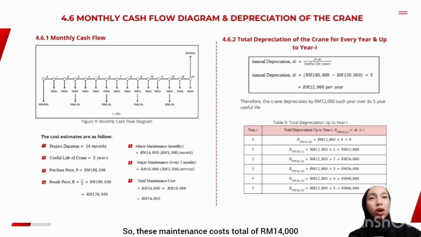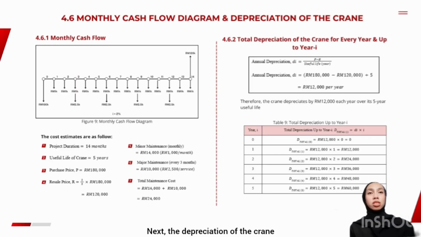So the maintenance cost totals 14,000 ringgit from monthly minor maintenance, which is 14 months multiplied by 1,000 ringgit, and 10,000 ringgit from major maintenance, which is 4 services multiplied by 2,500 ringgit. This gives us a total maintenance cost of 24,000 ringgit. Finally, at month 14, the crane is sold for its resale value of 120,000 ringgit, which is 2/3 of its original purchase price.